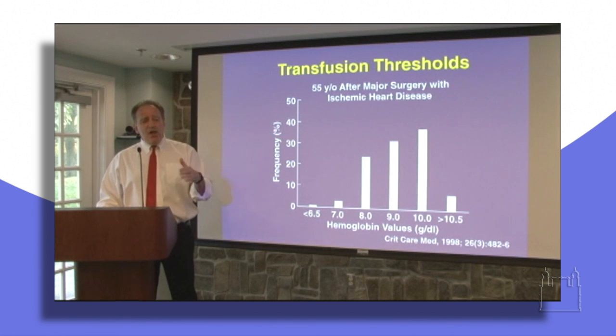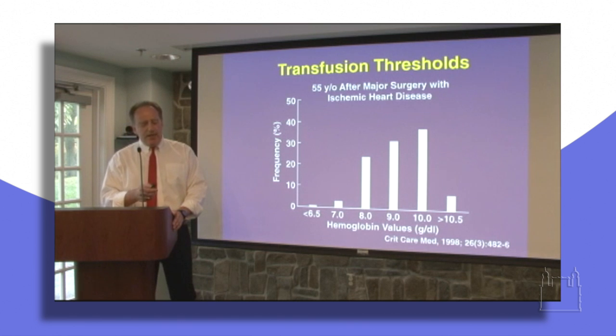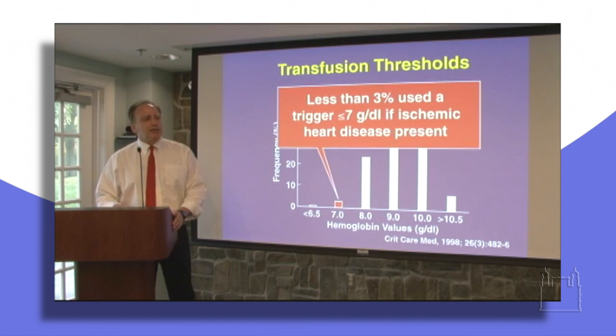So they also gave the clinicians scenarios and asked them what hemoglobin they would transfuse at. If you had a 55-year-old after major surgery who has ischemic heart disease, most of the patients in this study, they would transfuse if the hemoglobin fell to 9. But some would go lower and some would go higher. But what you found was that less than 3% used what you're going to study. That is, almost nobody would let somebody with coronary disease go down to 3%. And this is what we're worried about, the misalignment, and that these patients are going to get in trouble.